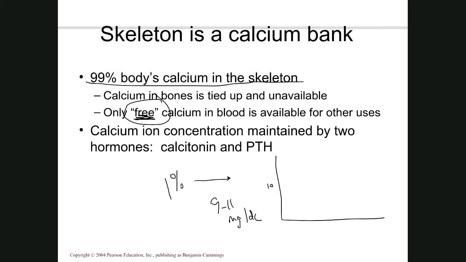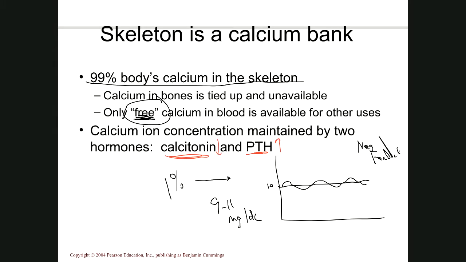But it goes up when we eat it, and it goes down when we don't have any food, and it goes up and it goes down and it goes up and it goes down. If you look at that, that's negative feedback. Hopefully you remember that from the very first day. Well, there are two hormones that cause this to change. One of them is calcitonin and one of them is PTH. One of them is going to make it go up and one of them is going to make it go down.